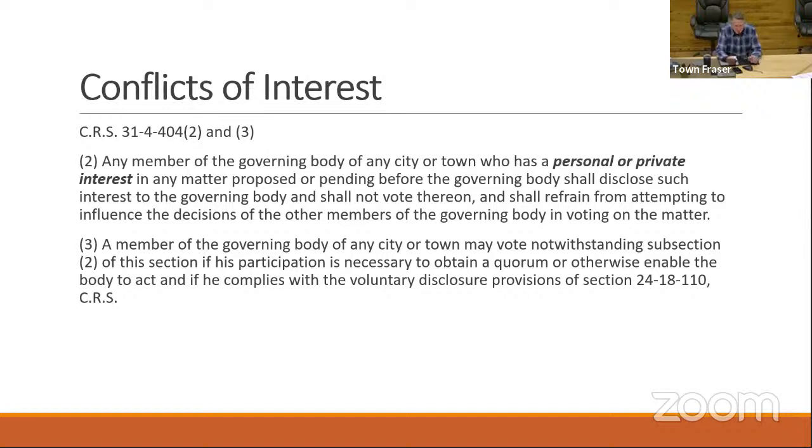Conflicts of interest, that personal or private interest. Think of it this way: if you own a business, let's say in town, and the board is going to make a ruling on maybe the zoning or conditional use of that building, because you have a personal or private interest in that, or perhaps you have a family member with a personal or private interest, that means that you have a conflict and you should disclose that conflict and therefore recuse yourself from that conversation.